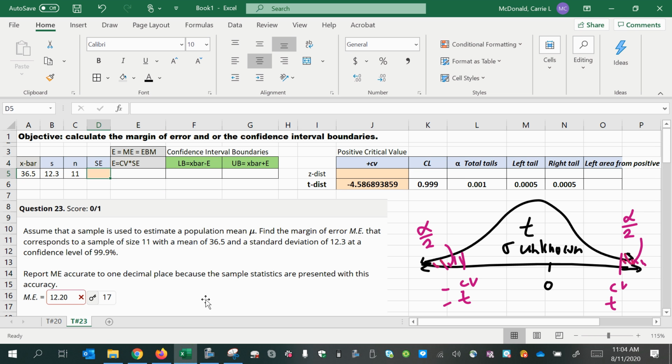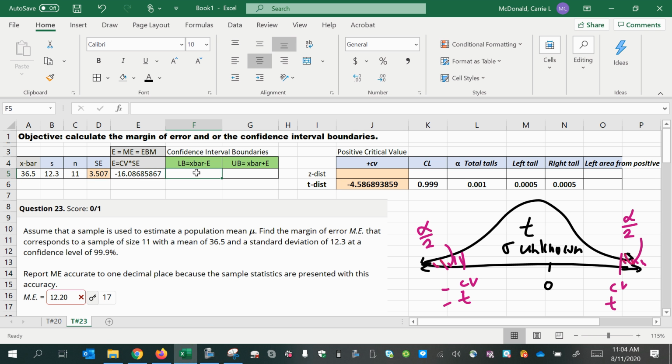So watch what happens. My standard error is the sample standard deviation divided by the square root of n. So I'm using the central limit theorem here for using sample means. And now that I have a standard error and a critical value, I can calculate my margin of error using that critical value times the standard error. And notice that I get a negative margin of error.